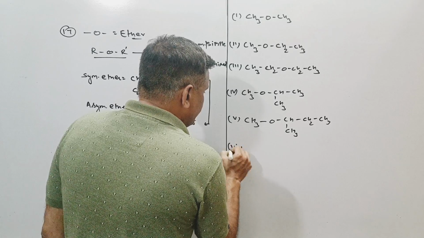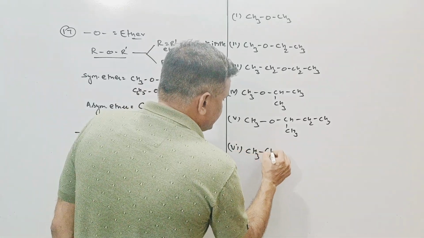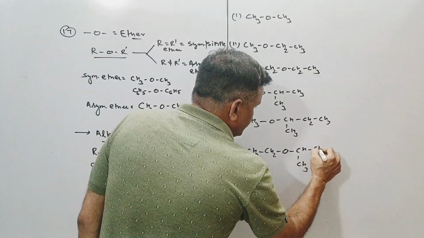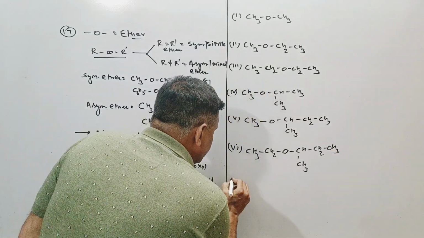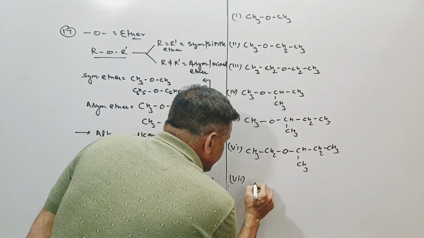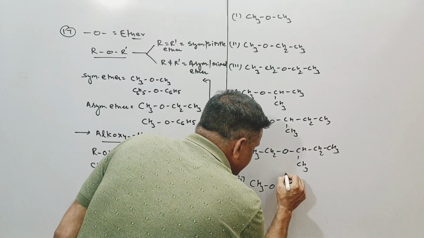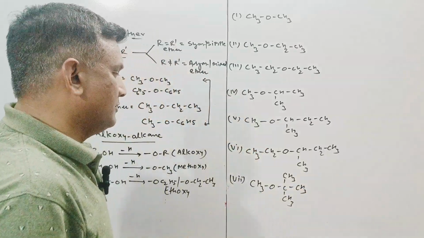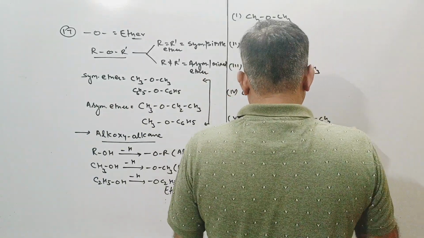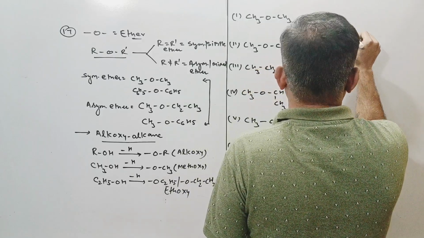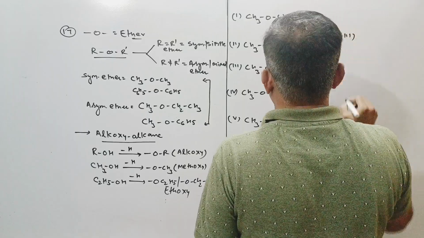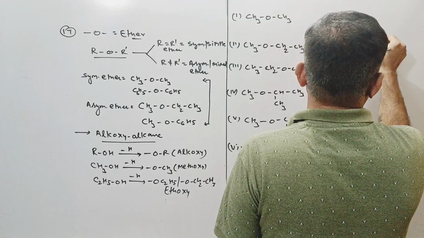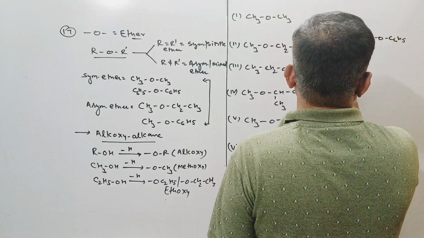This is the sixth compound, as you can take CH3CH2OCHCH3CH2 and CH3. This is the seventh compound, CH3OCCH3, CH3 and CH3. If we want to go further, then we can take complex chains also. This is the eighth compound, CH3OC6H5. This is the ninth compound.